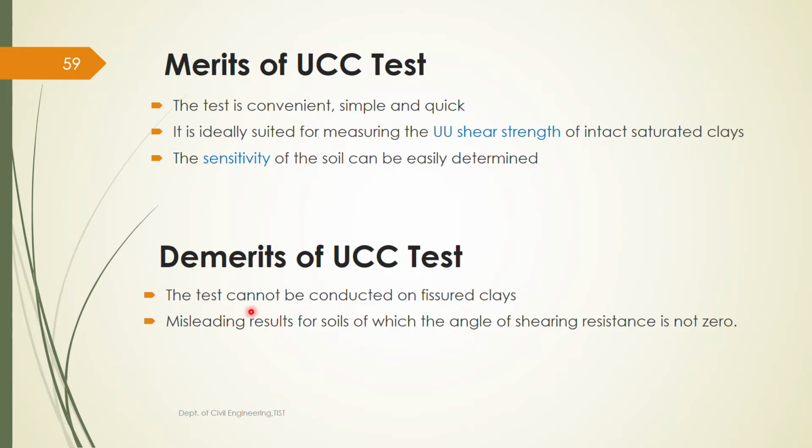What are the demerits? This test cannot be conducted on fissured clays. In some soils there will be already fissures, so in that type of clay we cannot conduct UCC. Also, we will not be getting accurate results for soils in which the angle of shearing resistance is not 0. That means if there is any frictional component, we won't be getting accurate results. If there is any sand content in the clay, then we will not be getting accurate results. So these are the merits and demerits of UCC.